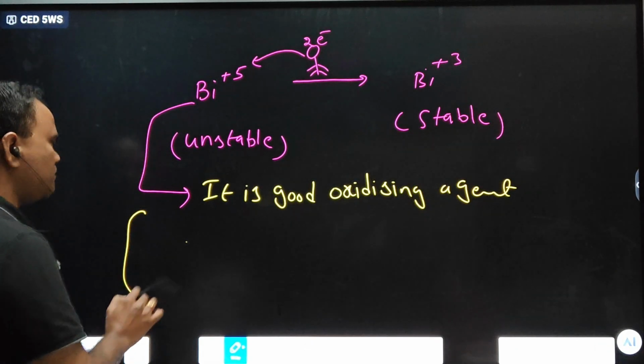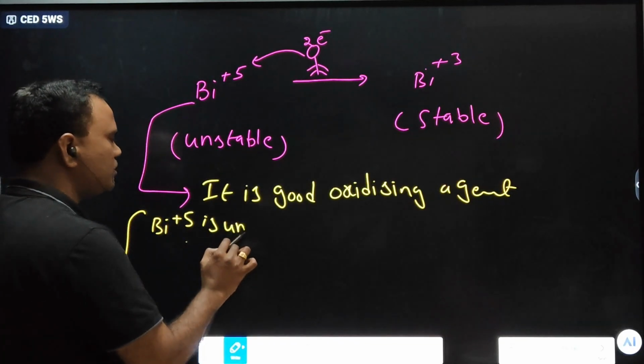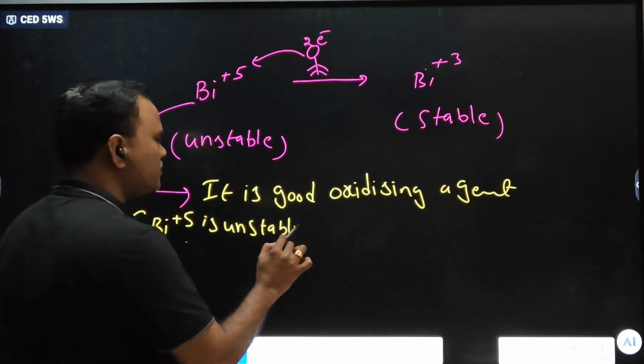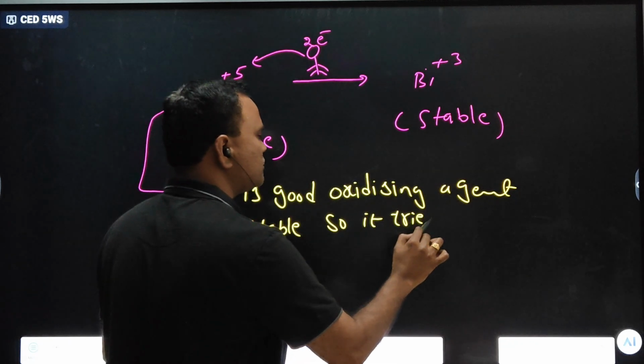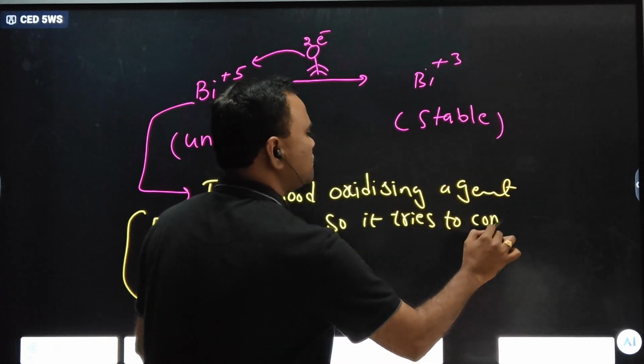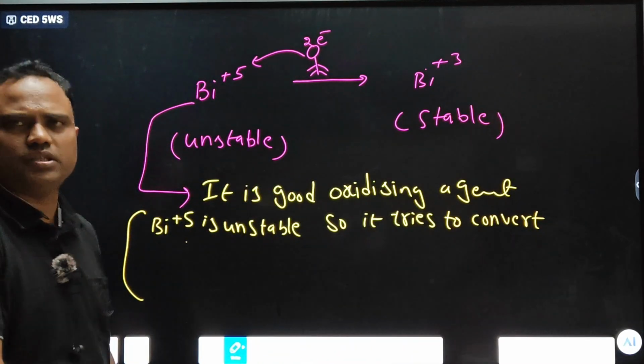What is the reason here? See, Bi plus 5 is unstable. Bi plus 5 is unstable. So, it tries to convert. This is important. That's why I'm giving the reason also.